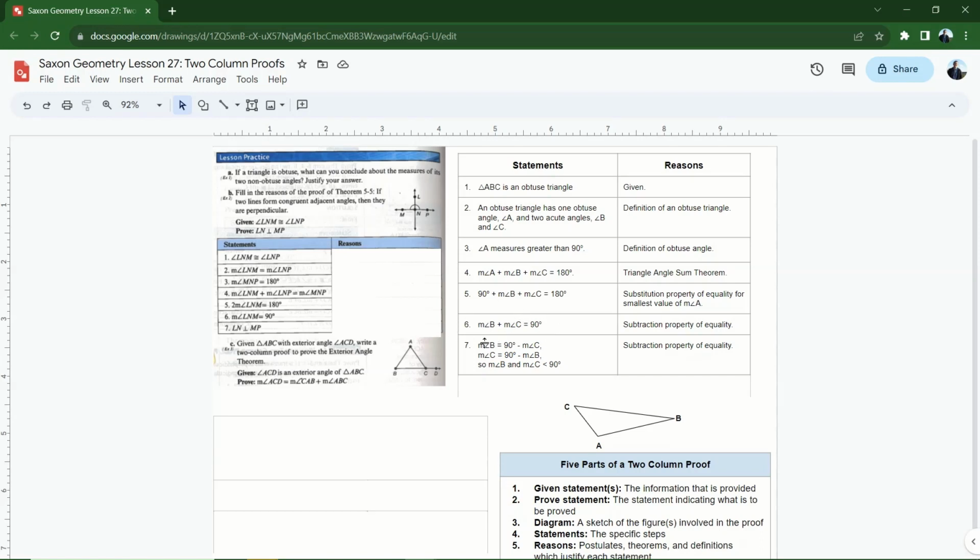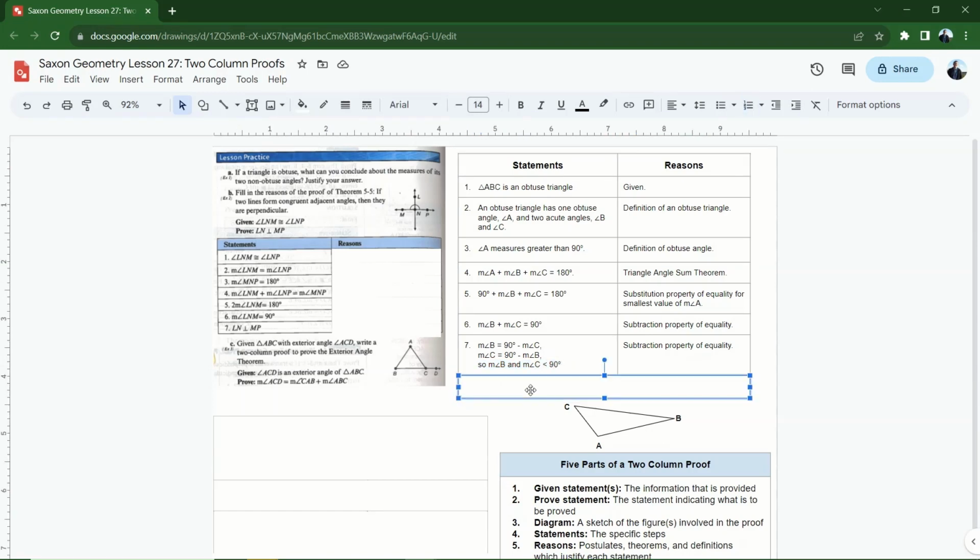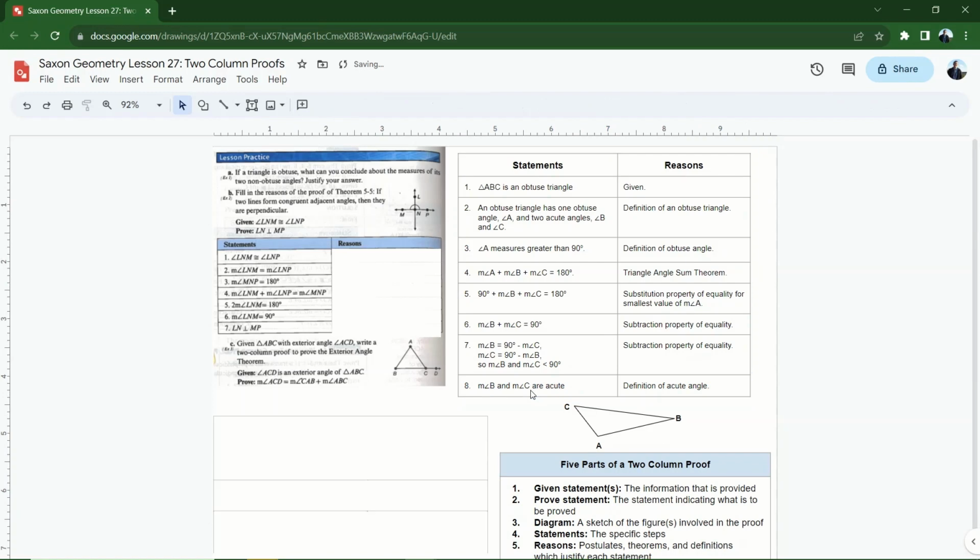What does that mean? If B is 90 minus something, does that mean it's going to be smaller than 90? If C is 90 minus something, does that mean C is going to be smaller than 90? I used the subtraction property of equality to prove that both B and C are going to end up being smaller than 90 degrees. And if they're smaller than 90 degrees, what does that prove? That proves that they are acute by the definition of an acute angle because they're less than 90 degrees. That is how you do a two-column proof.